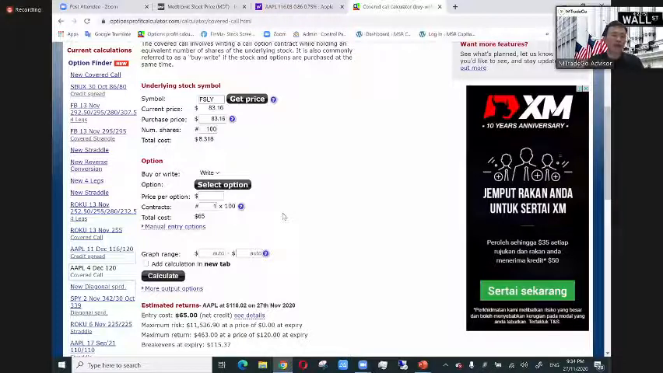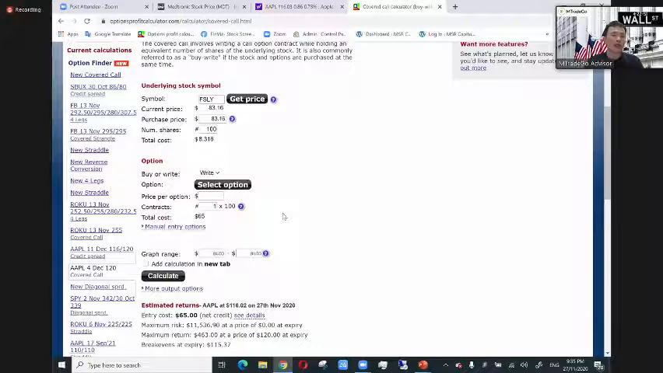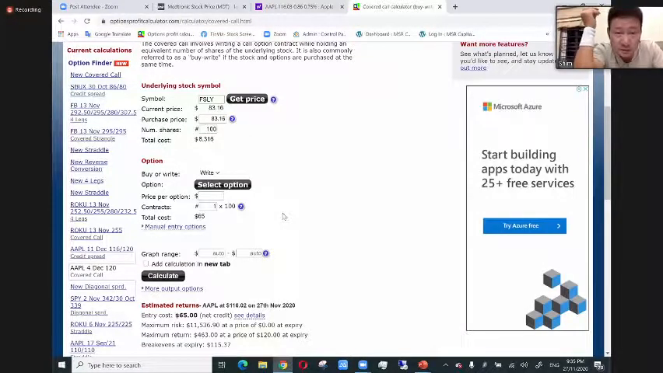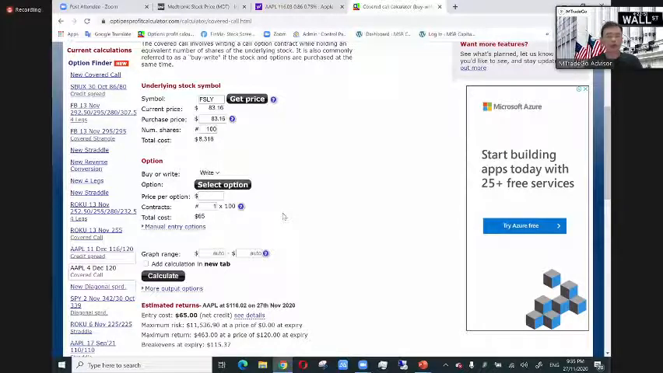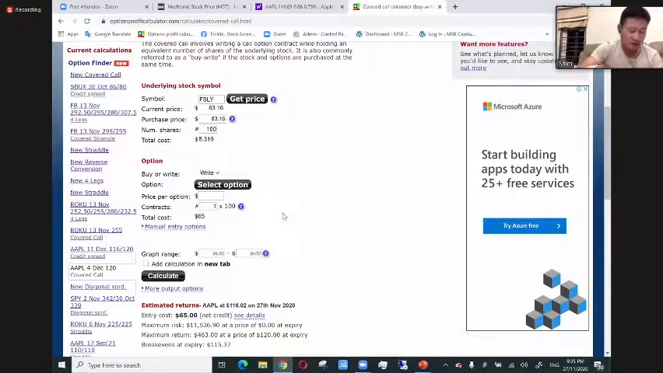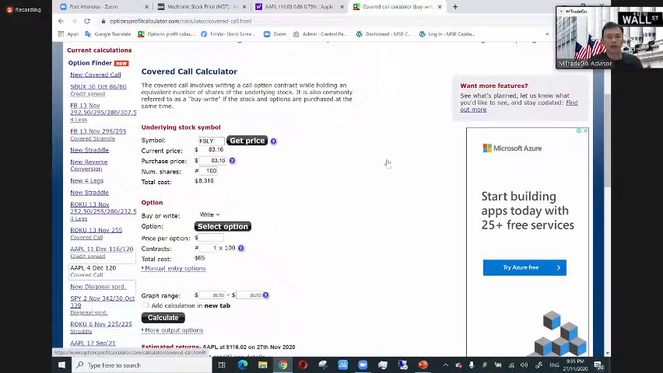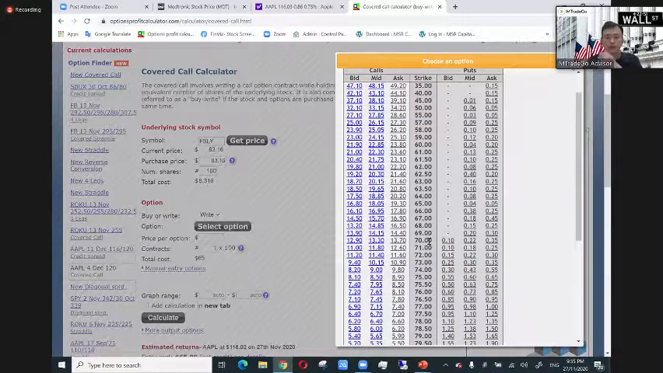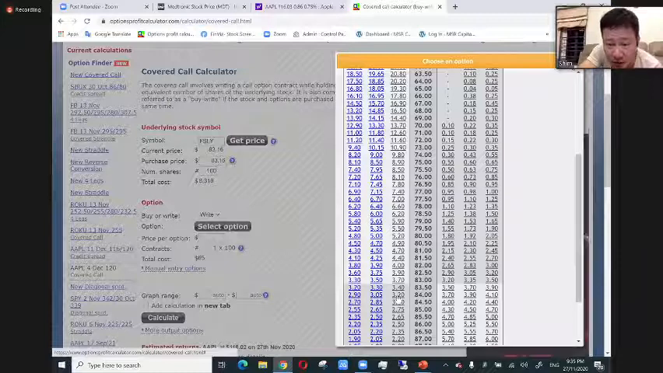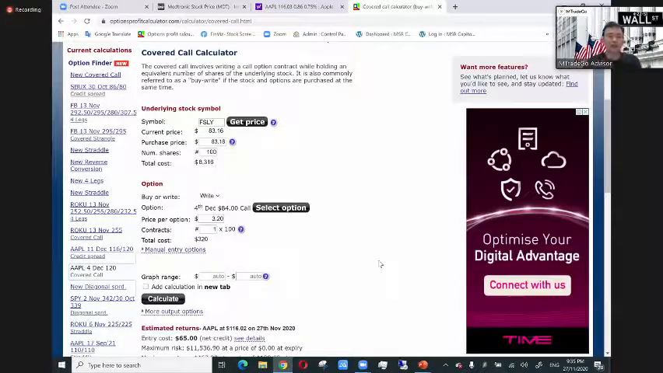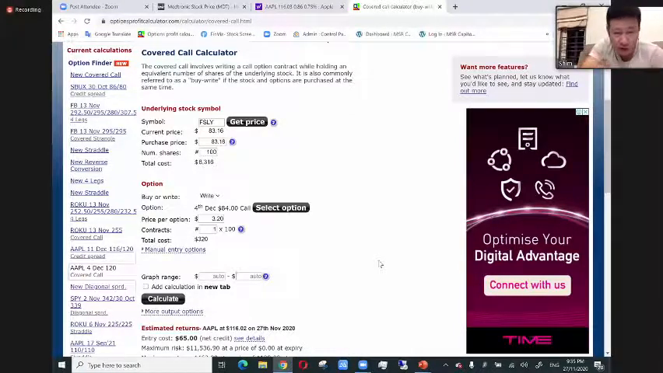Okay, now assume that you buy it at $83.16 now. Your cost is 8,316. Now what option do you want to choose? I choose December 4th. Okay, December 4th, then what is the strike price? $84. How much is the $84 call? $3.20. Okay, now how much are you going to make? Give an assumption, just like what Bima and Theo said just now. What if this happened, what if that happened, just say.